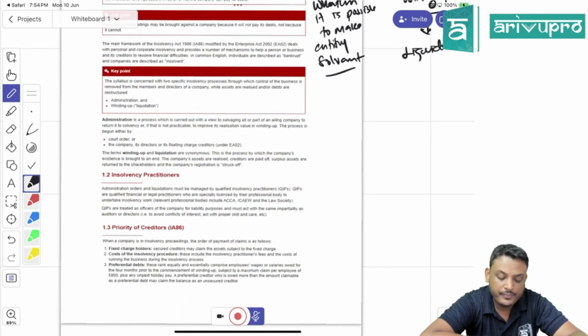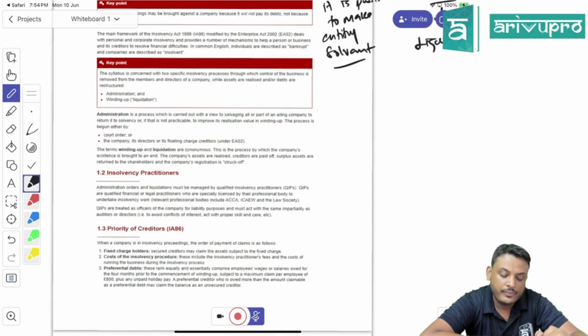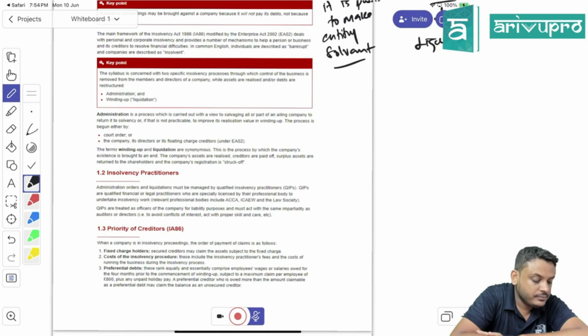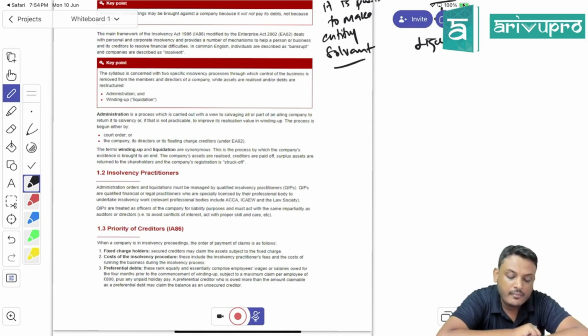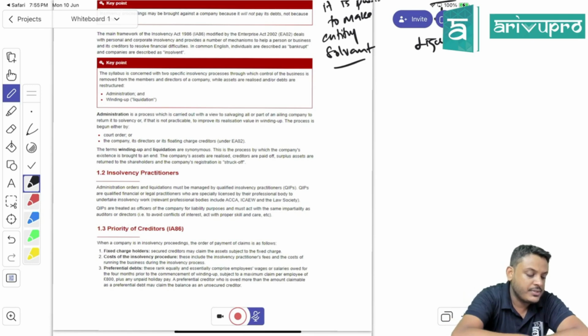Next point. Administration and winding up procedures are carried out by qualified insolvency practitioners.